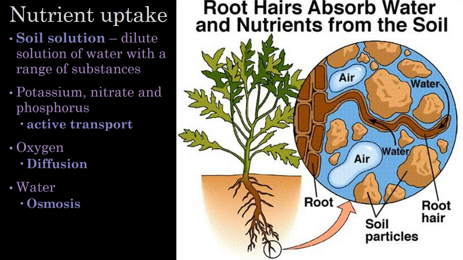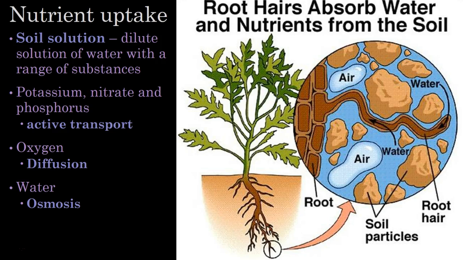So plants all need nutrients and they need to be able to take up these nutrients. Firstly, the nutrients come from a product called a soil solution, which is a dilute solution of water that has a range of substances. Now, these substances are nutrients. Some of them could be potassium, nitrate, and phosphorus. Those are all nutrients that a plant needs to be able to grow properly.